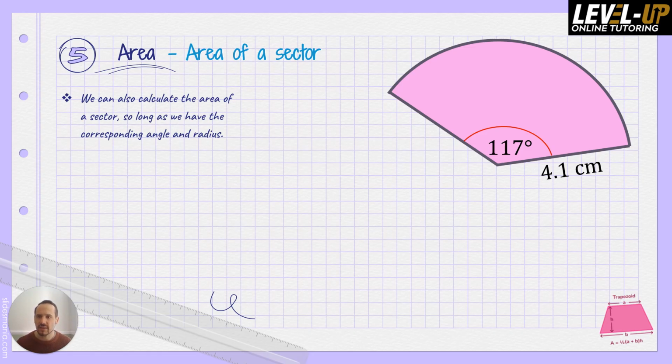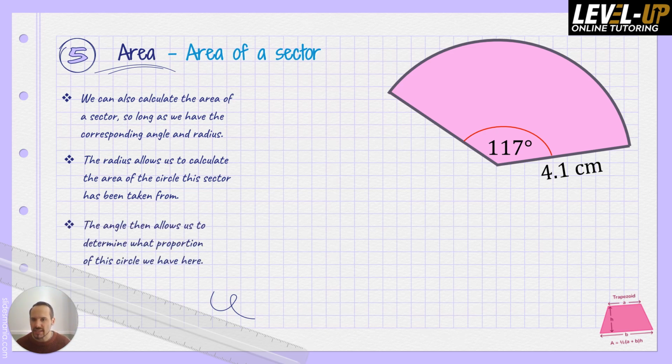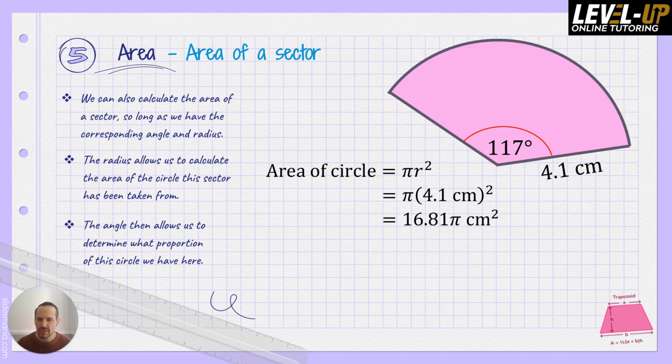So for the area of a sector, we could calculate the area of the full circle and then calculate the proportion of the full circle we have here. So this angle allows us to determine what that proportion is. So first of all, ignore the sector. Let's just look at the full circle, which is going to be pi times the radius squared. So the radius being 4.1 centimeters there. If we work that out, you essentially get this.